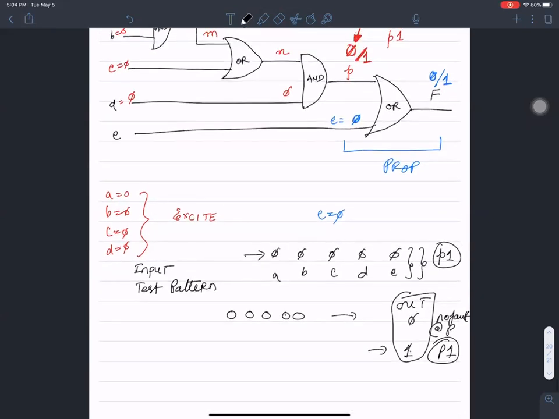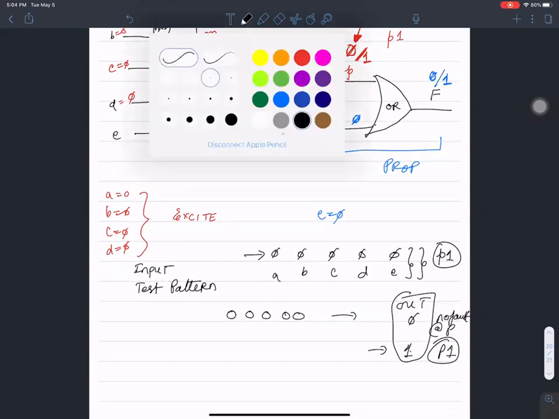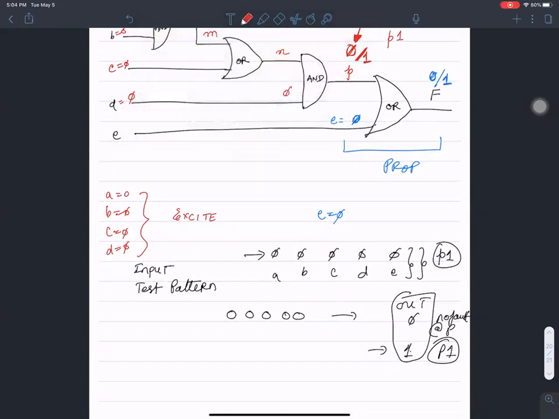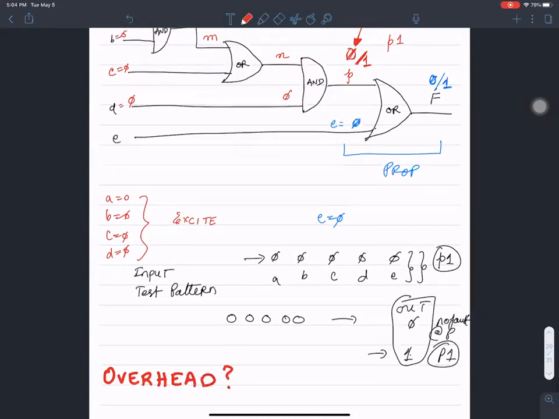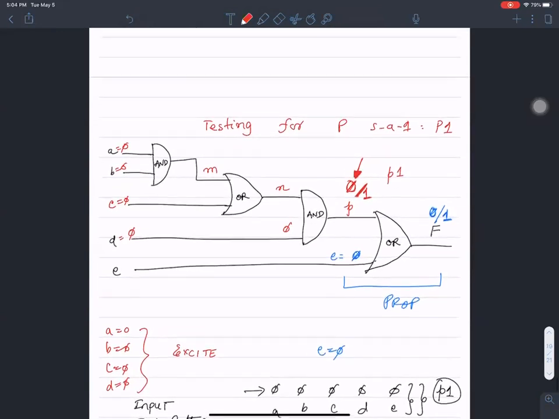Now, what I want you to think about is what is the disadvantage, or not exactly a disadvantage, but an overhead. What is an overhead in trying to use this technique of fault modeling?